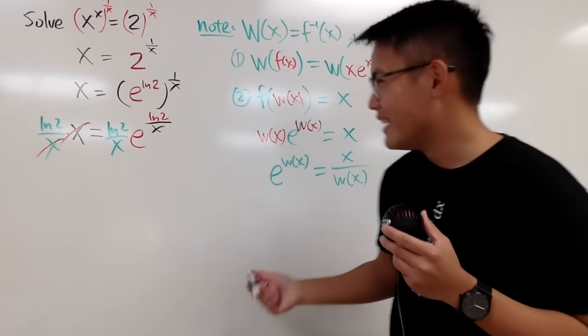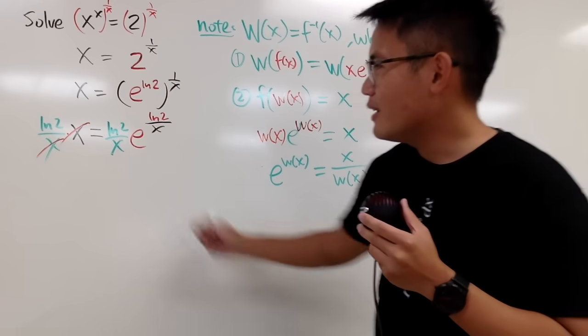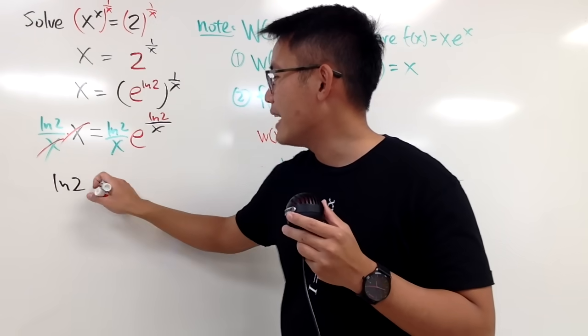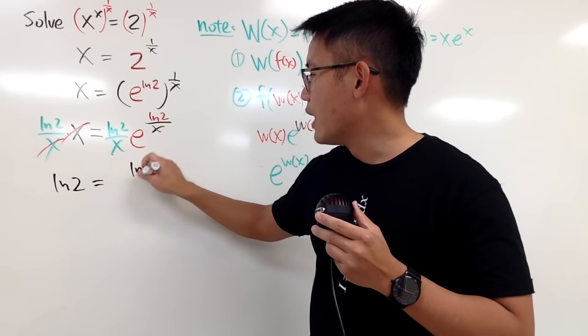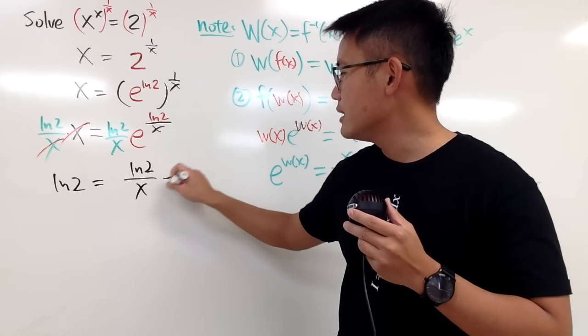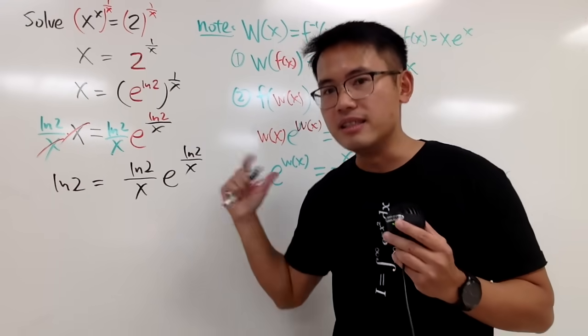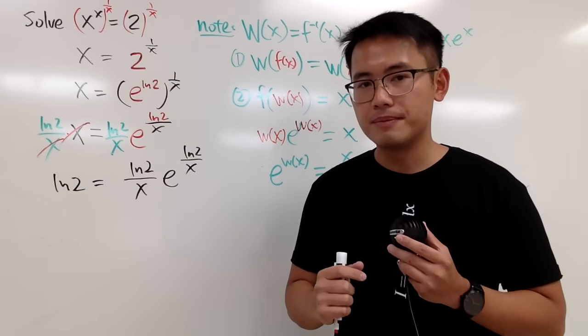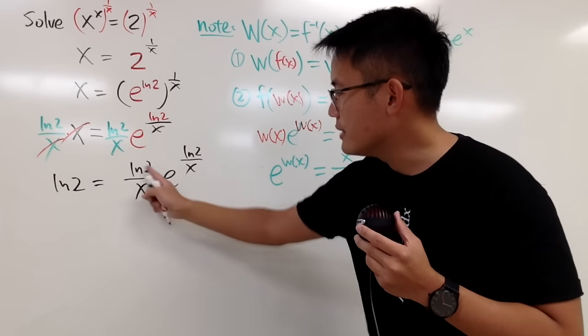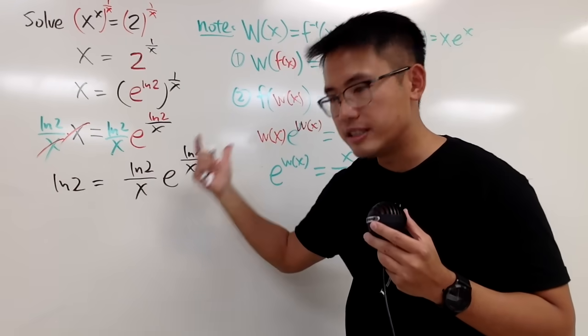So wonderful. Well, here we have ln2 on the left hand side, and that's equal to, this is just ln2 over x times e raised to the ln2 over x power. And this is exactly the formula we want. Once again, you see the front and the exponent, they are the same.